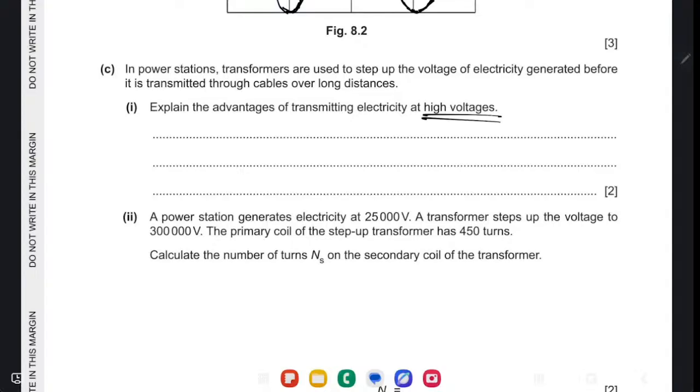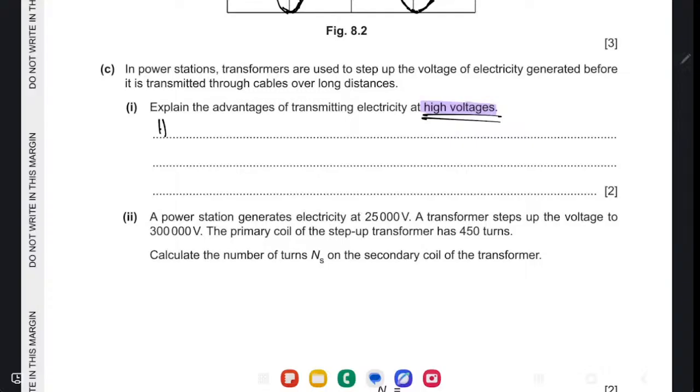Why would we want to transmit at high voltages? We know the guy we hate. We know the guy that is in the formula for power loss. It's current. He's the one. Current is the enemy of progress. It causes power loss. So, what are we going to have? Explain the advantages of transmitting at high voltage. We know that if we increase the voltage, we would have reduced the current. So, we'll have less current, which means less power loss.